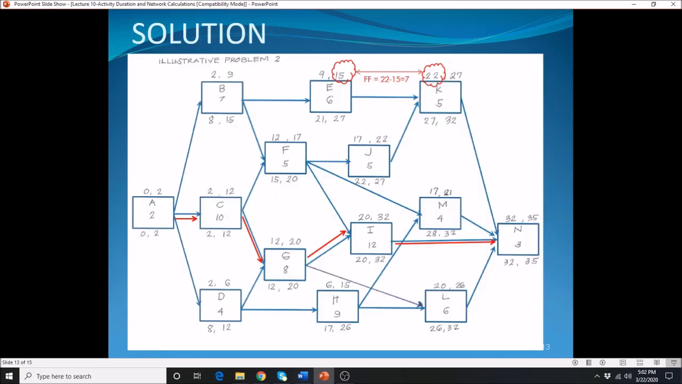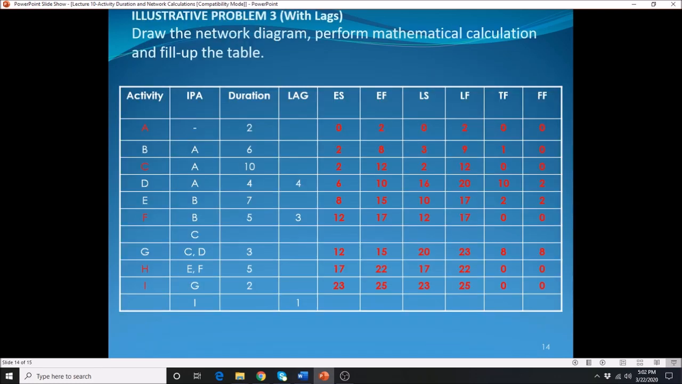Alright, let's take a look at the next problem here. This time, we have the lags. So what do you mean by lags? For this particular problem, problem number 3, it gives you a lag time. What is a lag time? The lag time is the amount of time that we delay the start of any succeeding activities.